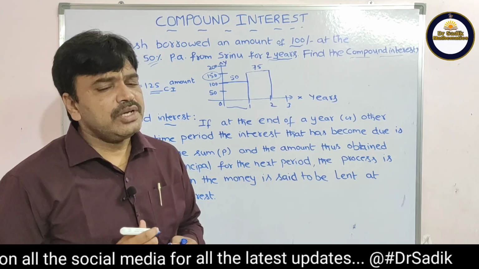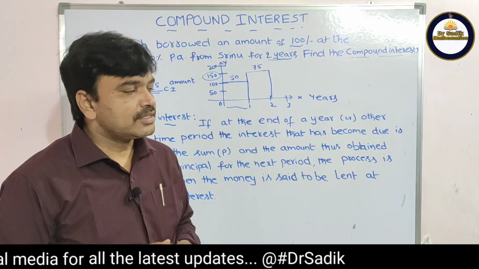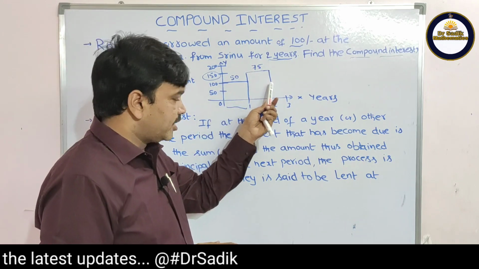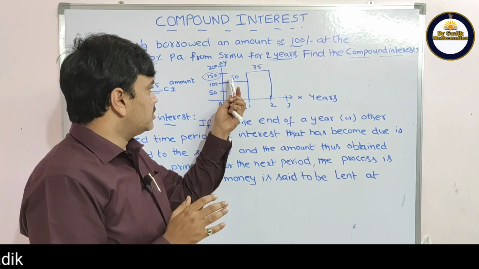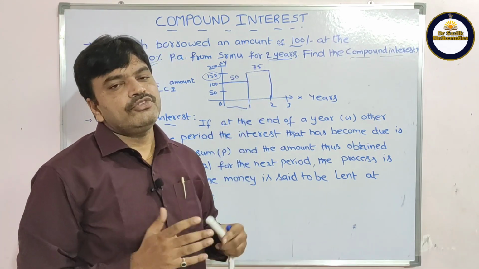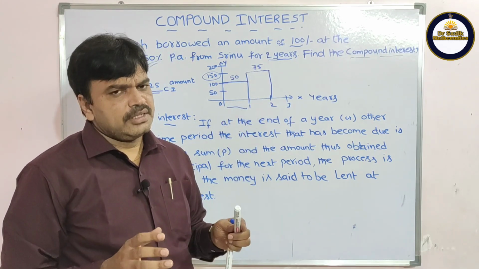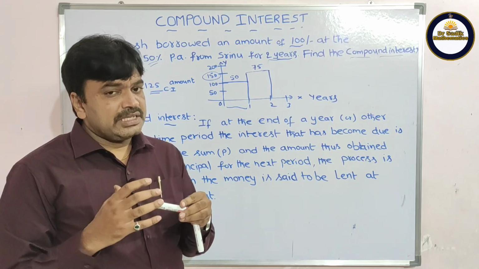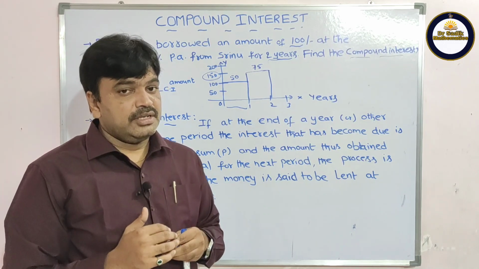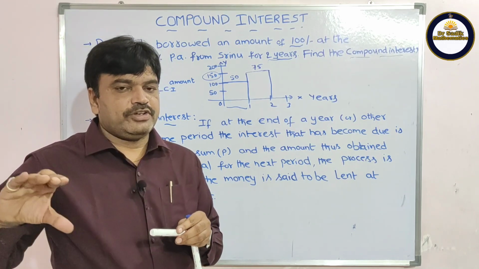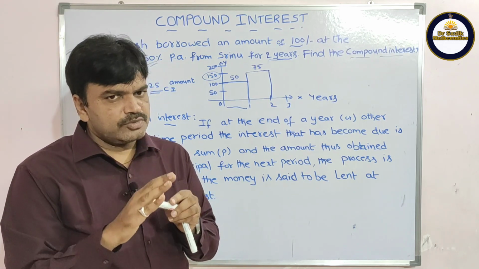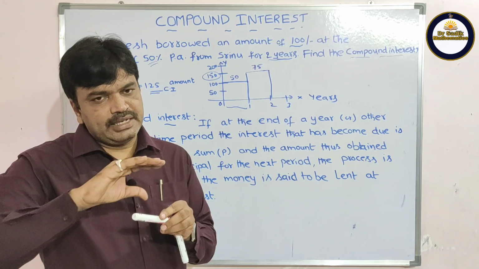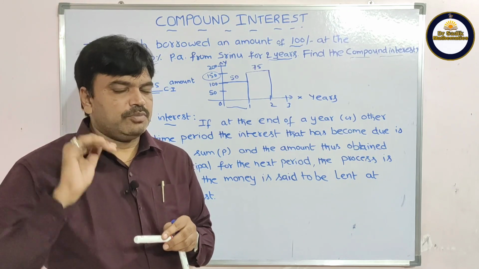If you take the simple interest, the principal amount is the same, so the interest remains the same. If it is 50 rupees, the second year also it is 50 rupees. Compound interest means interest on interest, and simple interest is uniform. Simple interest means the interest is the same the entire time on the principal amount.